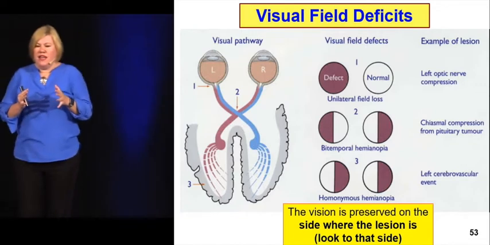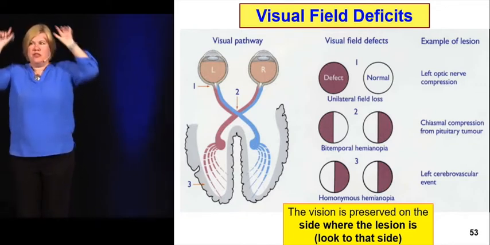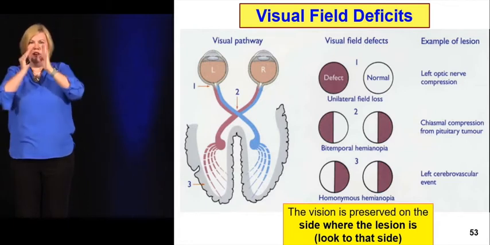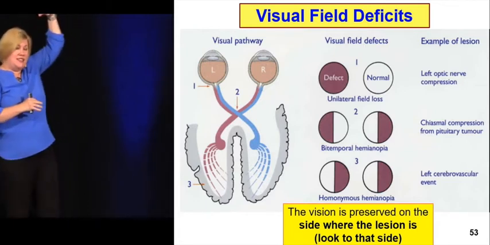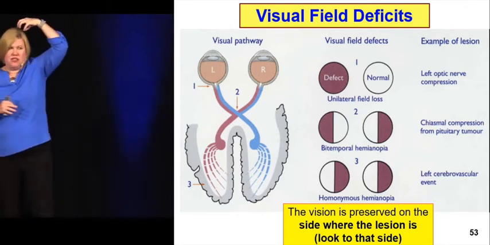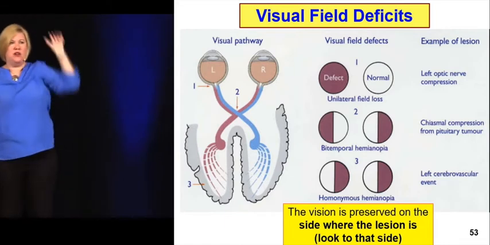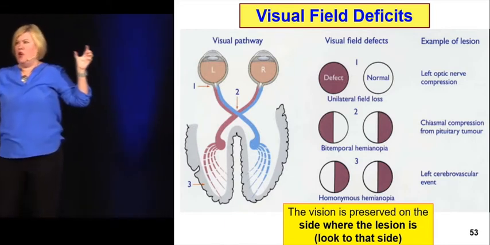The other one is the bitemporal hemianopia. When you lose the temporal visual fields in both of your eyes, but the inner part is okay, that means you've got something sitting in that pituitary spot, right there in that optic chiasm. You've got a pituitary tumor sitting there, cutting out your temporal visual fields in both of your eyes, bitemporal hemianopia.